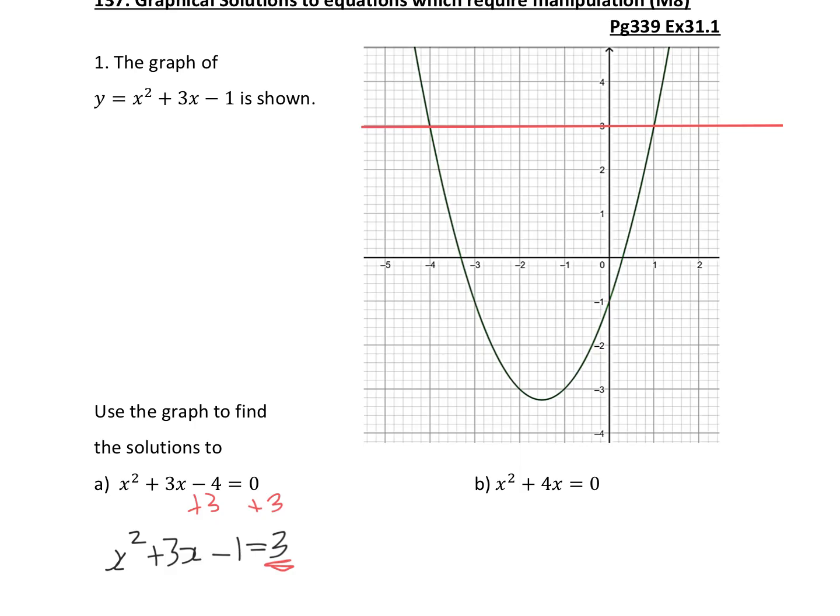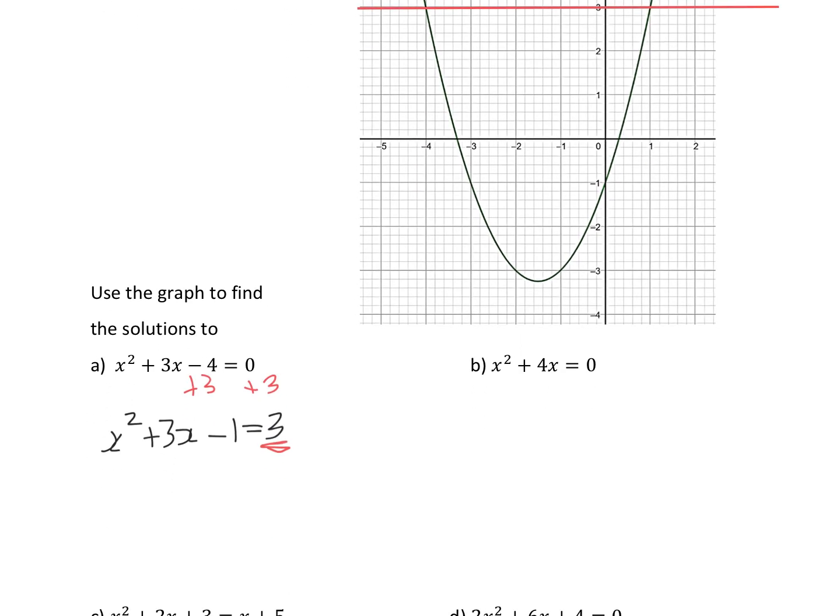We then can find where the curve intersects the straight line, where x squared plus 3x minus 1 is equal to 3. So looking at that, you can see the answers for that are when x is 1 and when x is minus 4. So reading off the graph, x equals 1 or minus 4.